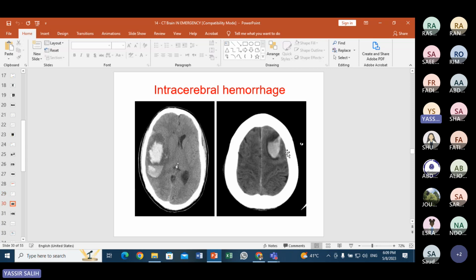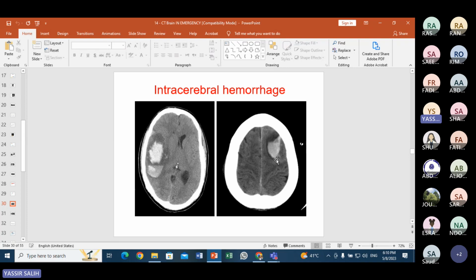This is acute blood. أول شيء أي blood بيكون hyperdense بيكون شنو؟ high, acute blood. But this is acute blood into the brain parenchyma. So this is intracerebral brain blood or hematoma or bleeding.